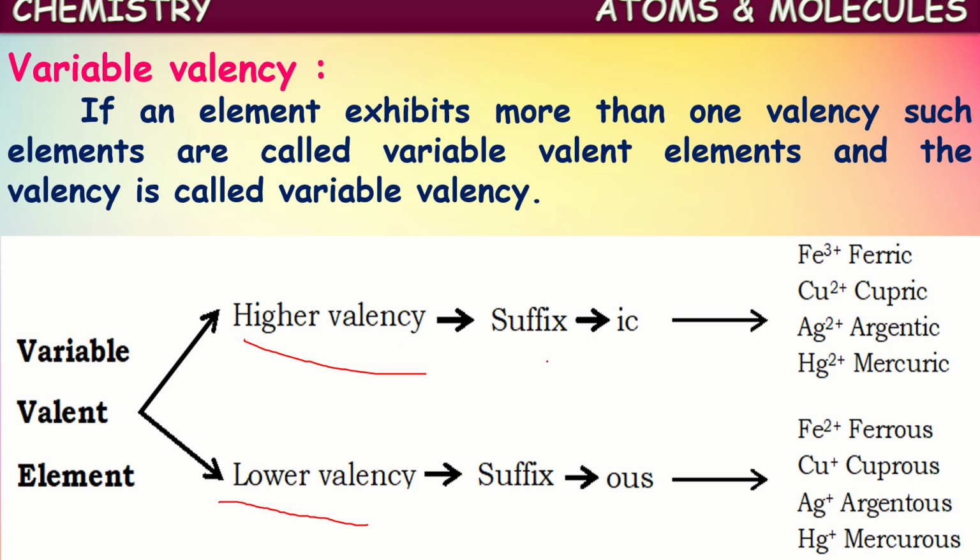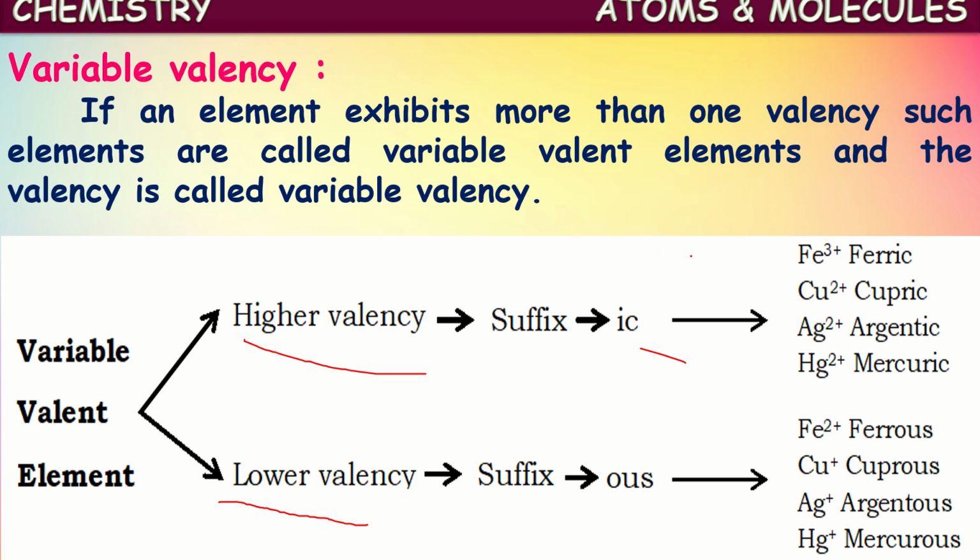So how can we recognize and name the higher valent and lower valent forms of the same element with the suffix ik and as? The end of the name of an element is suffixed with ik in case of higher valence. The end of the name of the element is suffixed with as in case of lower valence. Example, if you see the examples we can get it.